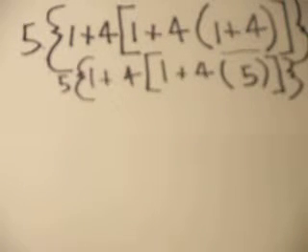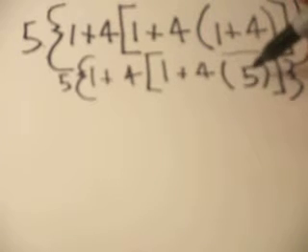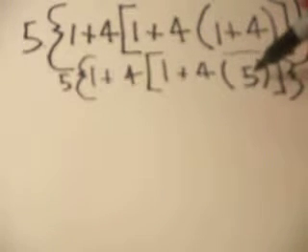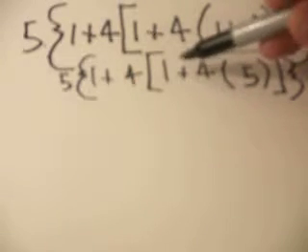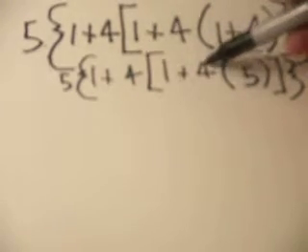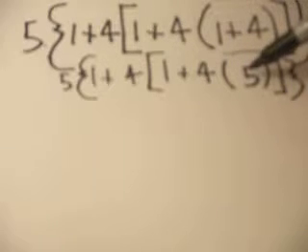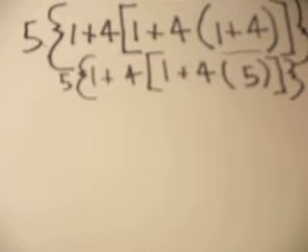The next step, I've got parentheses here, but there's nothing to do to it. It's a 5. There's no more operations to do. So then I look outside of this, and I've got 1 plus 4, and since the 4 is right next to the parentheses with 5 in it, this tells me to multiply.